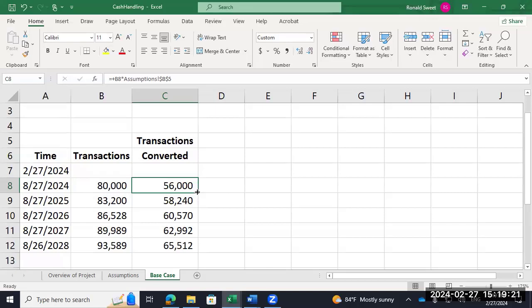Now, what if you want to say, the first year we only convert 50%, the second year 60%, and 70%. You'd have to have each one of those years listed in your assumptions, and you have to line each one up. And that's certainly very, very possible.